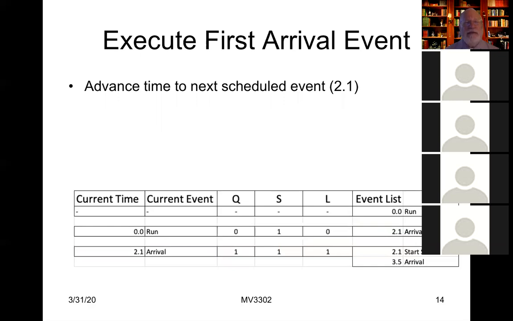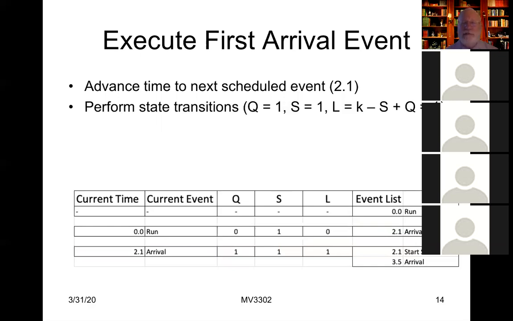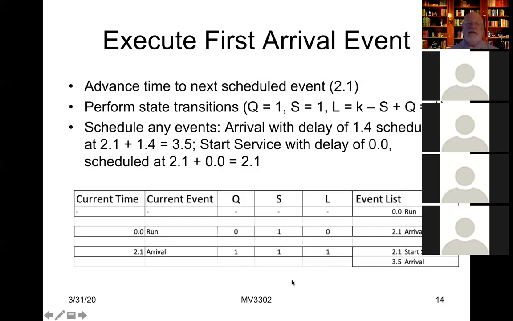Next step is we perform the state transitions. The state transition for the arrival event is actually just Q is equal to 1. S maintains its old value, 1, and L is now computed to be K minus S plus Q, which is 1 plus 1 minus 1, which is 1. So after the state transition for the arrival, which was just Q is 0 plus 1, we are in that condition. And then finally, we schedule any events.